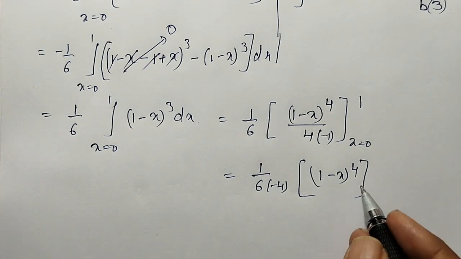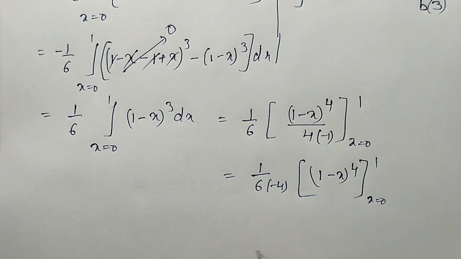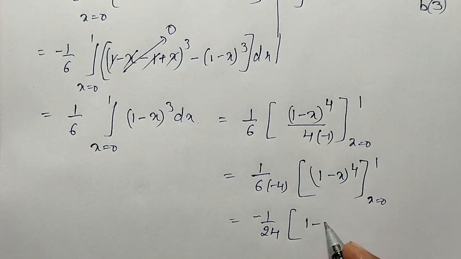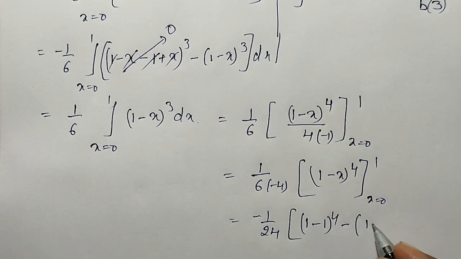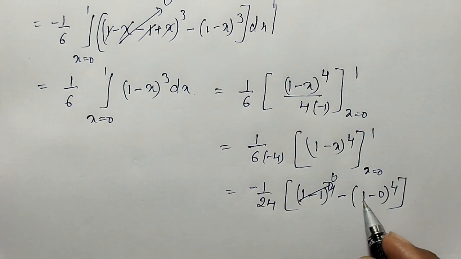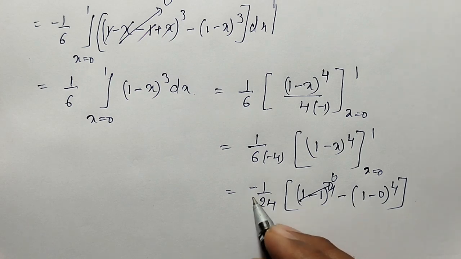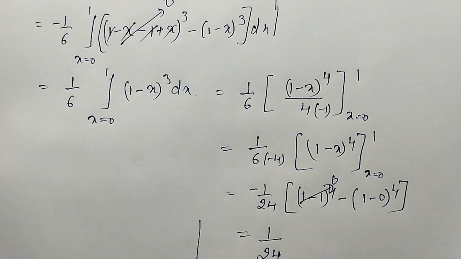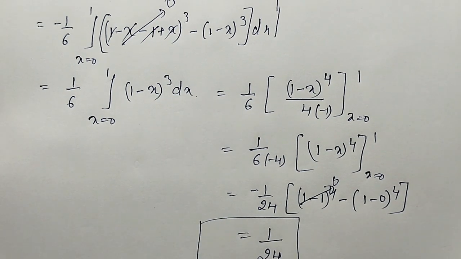Okay, here x equal to 0 to 1, that is minus 1 by 24 times upper limit x equal to 1, I will substitute (1 minus 1) whole raised to 4 minus, x is replaced by 0, (1 minus 0) whole raised to 4. And here 1 minus 1 is 0, first term becomes 0 minus, it is not minus 1 whole raised to 4, it is 1 raised to 4 will become 1, and this minus of minus will be plus, therefore my final answer is 1 by 24. Okay, this is the required answer for this triple integration.